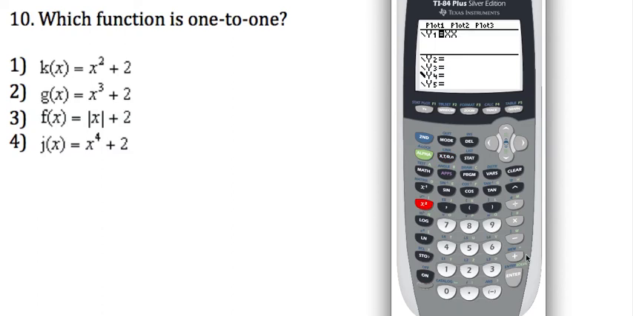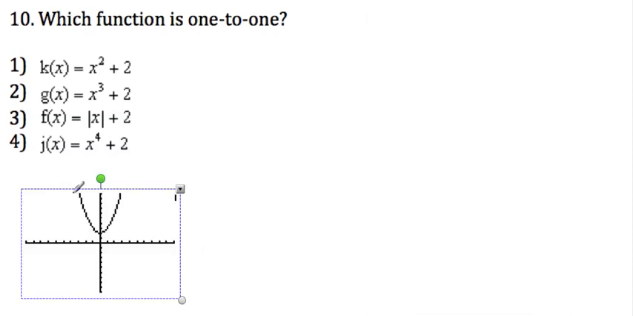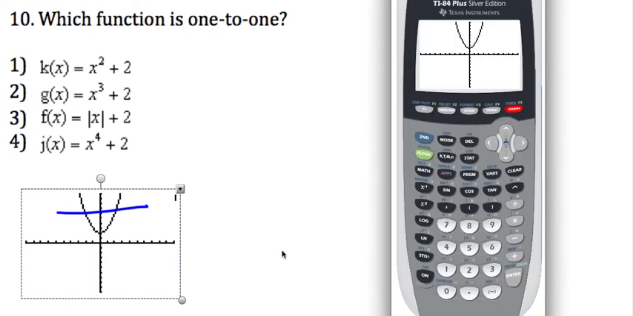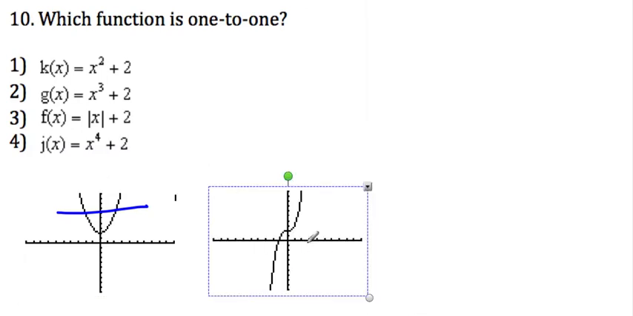First one is x squared plus 2. So once you graph it, that's the first one. As you can see, it will pass the vertical line test, but the horizontal test, it will not pass. Number 2. This one has to be cubed now. How about this one? It will pass the horizontal line test and also the vertical line test. So therefore, choice 2 becomes our answer.